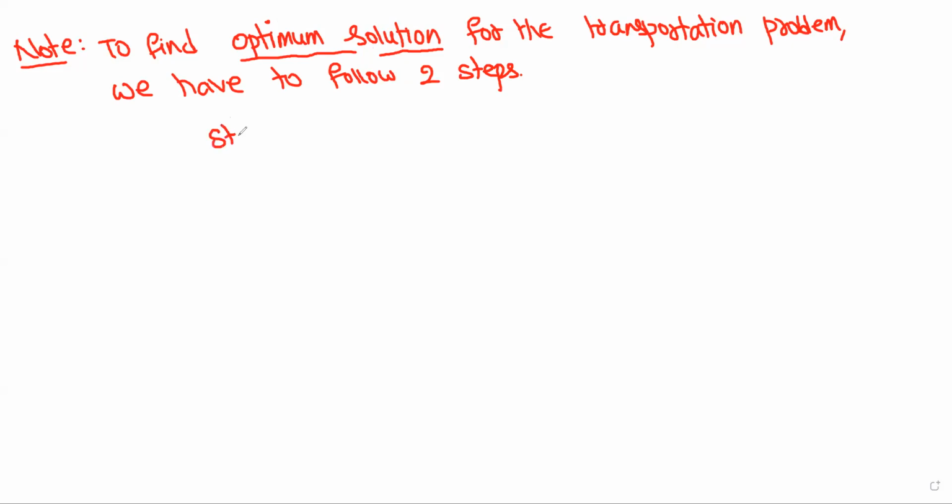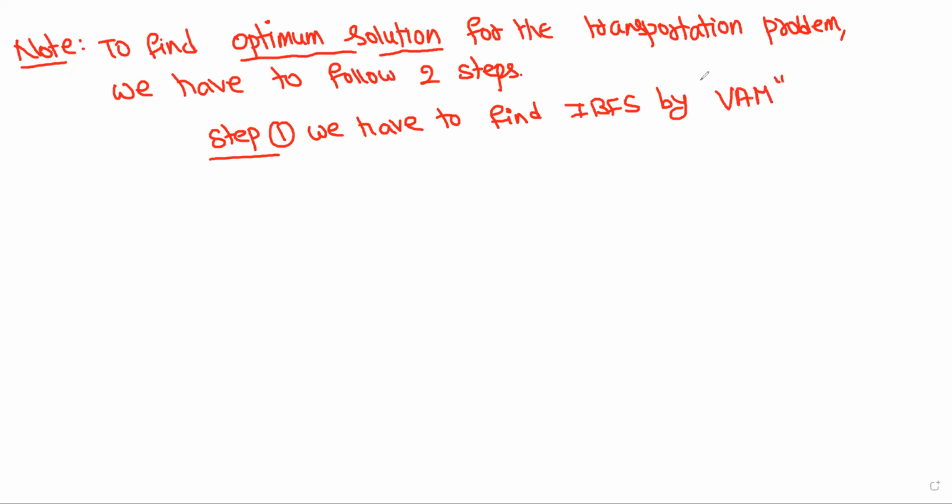Step one is we have to find initial basic feasible solution by any one of the methods, but give preference for VAM, Vogel's approximation method.